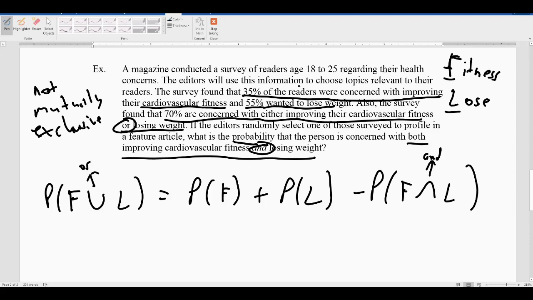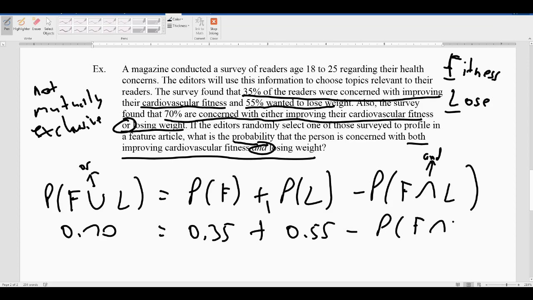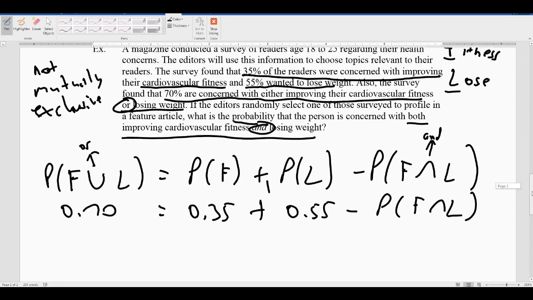So now let's look at what we have. 35% are concerned with improving fitness. So what that means is that 35% will go there. Now since I want to use a decimal for probability, I'm going to use 0.35. And then for L, losing weight, that's 55%, which is also 0.55 as a decimal. And then we have the same percent with either improving fitness or losing weight. So that's the or, so that percentage goes over here as a decimal. And the and is the unknown. So this is a mathematical equation that we're going to solve.